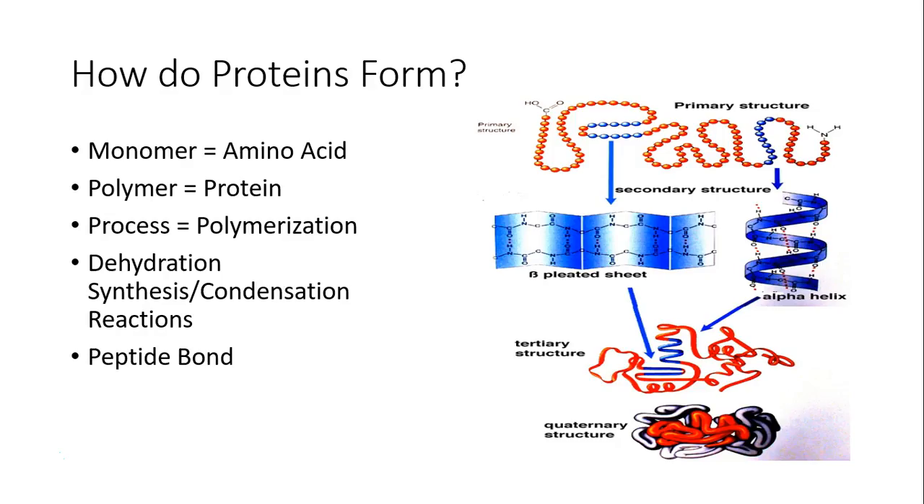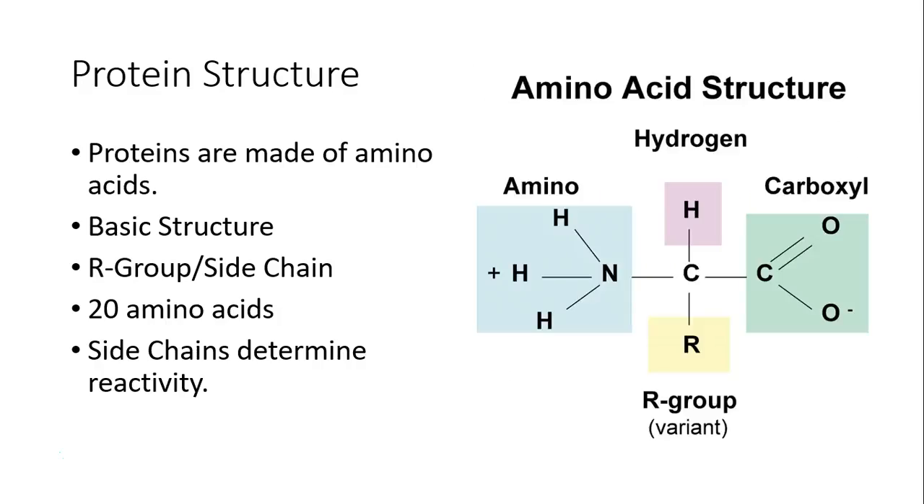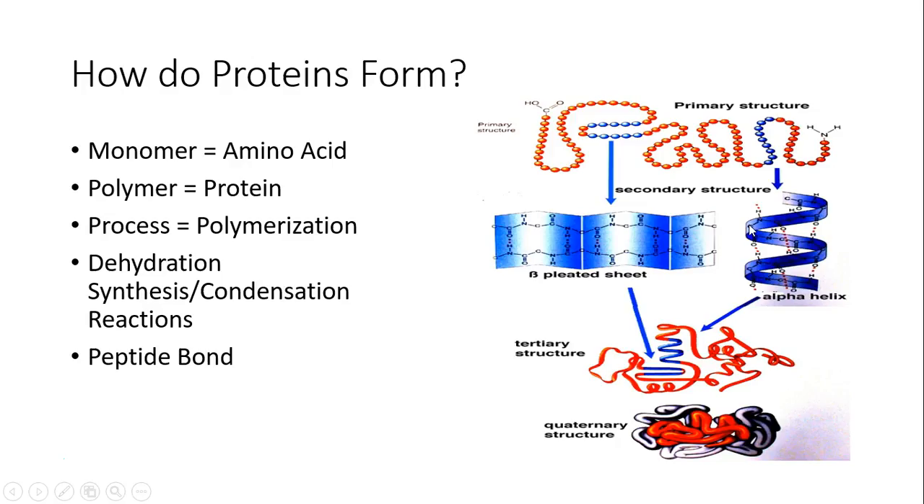So how do these proteins form? As I mentioned to you before, this is your basic amino acid structure. You get all these different amino acids, and you start putting them together to make a polymer. So you get a bunch of monomers, as you've seen before in a PowerPoint, and it makes a polymer. This process is called polymerization, and this is done through dehydration synthesis or condensation reactions. They're both the same but different names. And when you have that polymerization process, then you can form all these different structures with proteins. And the key part to forming these proteins is the peptide bond.